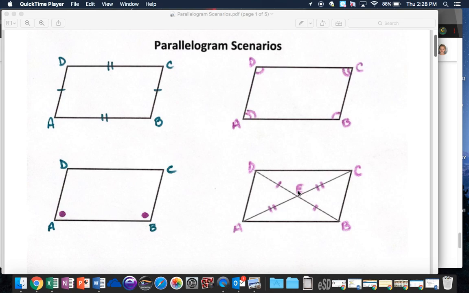And the last scenario for parallelogram is, since you know the diagonals bisect each other, they could tell you AE and EC, and you would set those equal, or DE and EB. Now, they can sometimes be tricky, where they do like AE and AC, where you'd have to double AE and set it equal to AC.